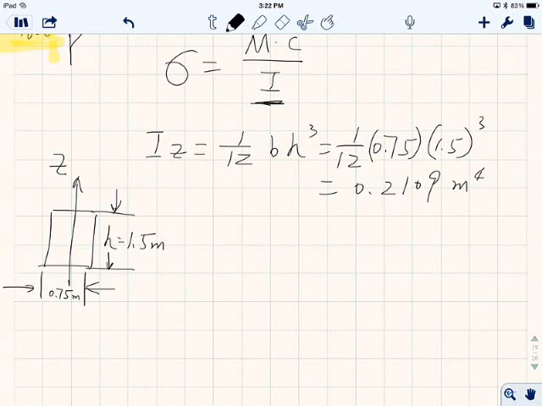Anyone has a ruler here? A plastic one or a stainless steel one? A ruler? You have a ruler? Okay, can I borrow that? Hey, professor. Oh, you have one?